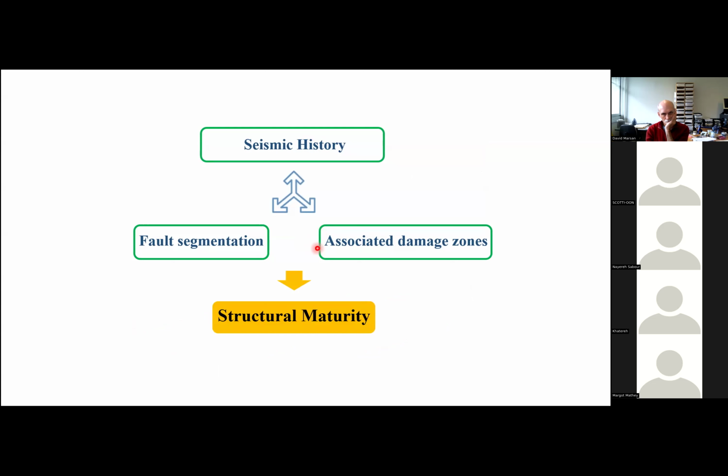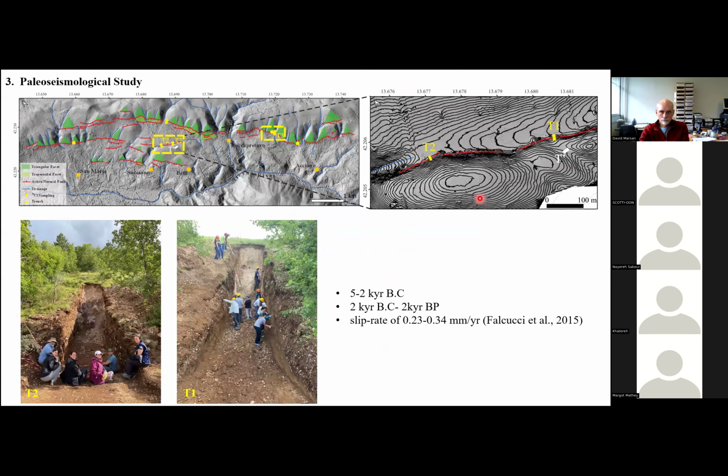Another parameter to determine the structural maturity is the seismic history. For that, in June, we opened 2 trenches on the antithetic part of the fault trace. Here you can see trench 1 and 2. There is about 250 meters distance between them.